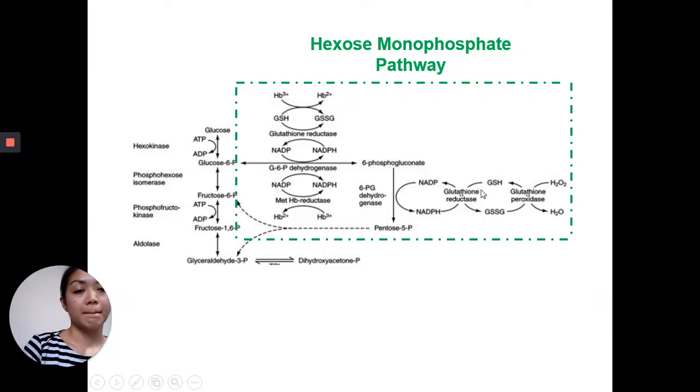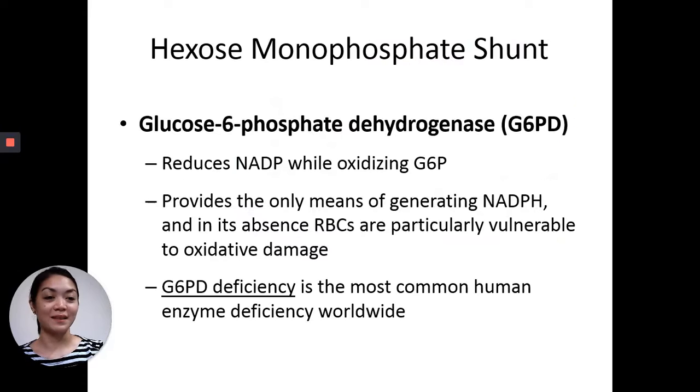Okay? So, that's the purpose of HMS again. And important enzymes involved are glutathione reductase and G6PD. The principal reducing agent is reduced glutathione. The reducing potential is NADPH. Okay?